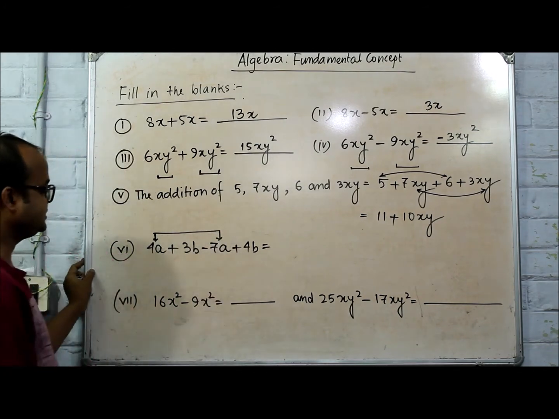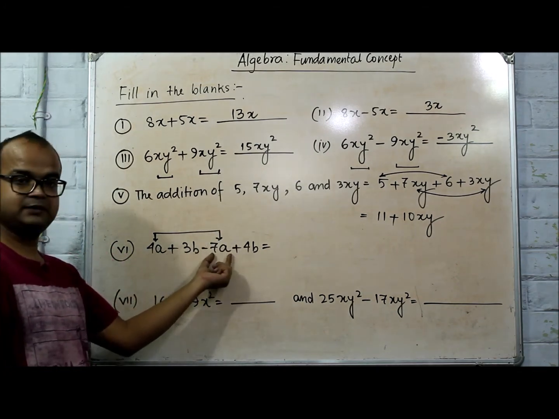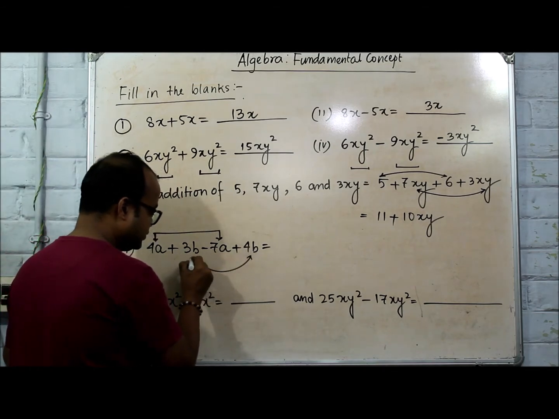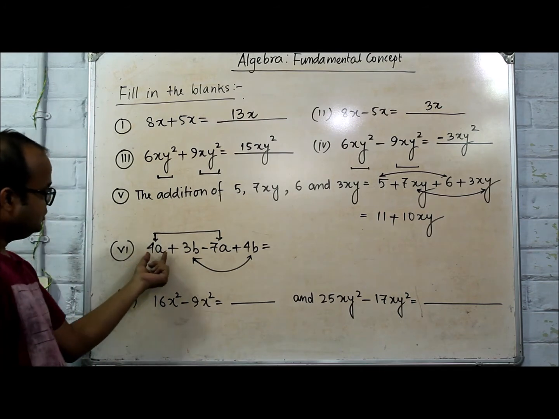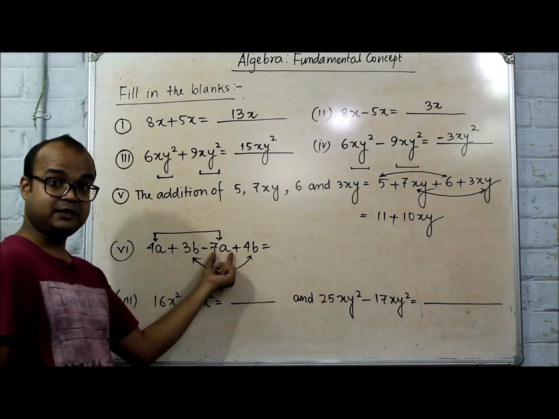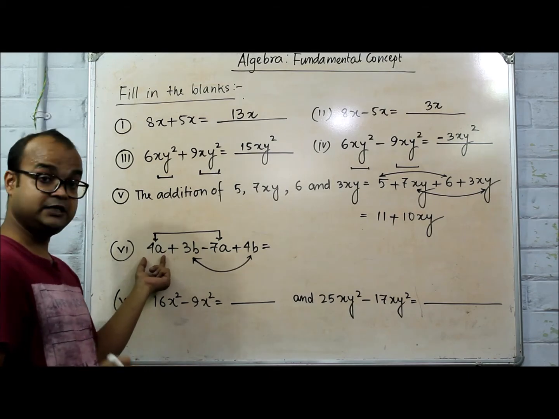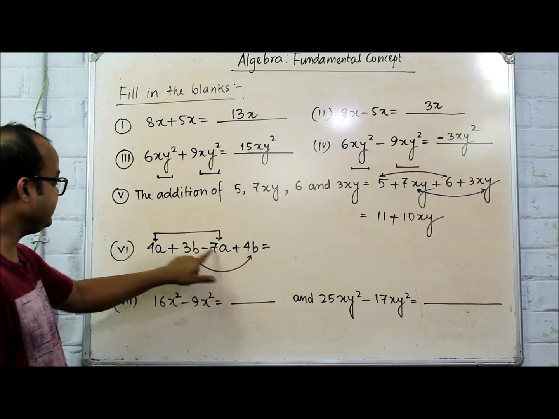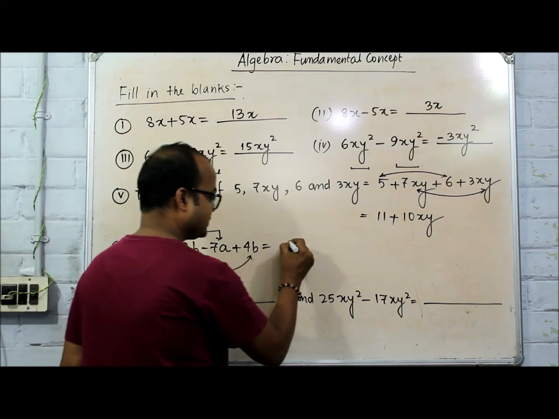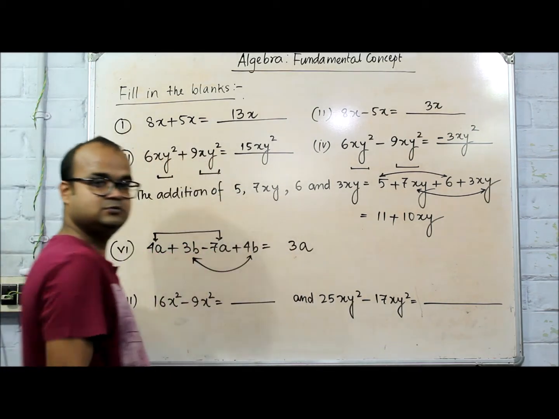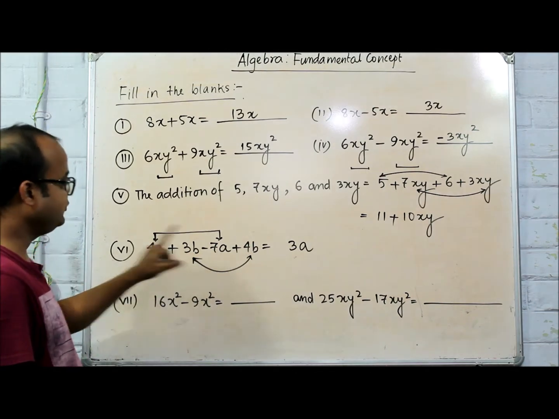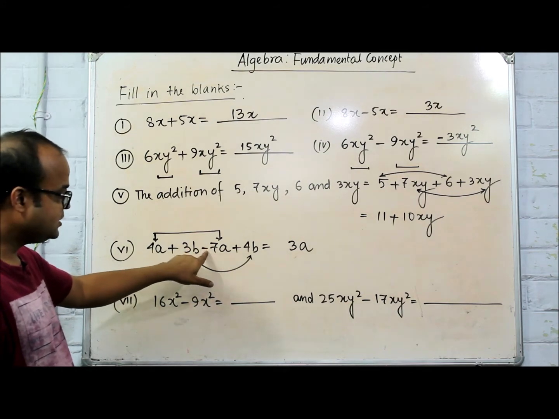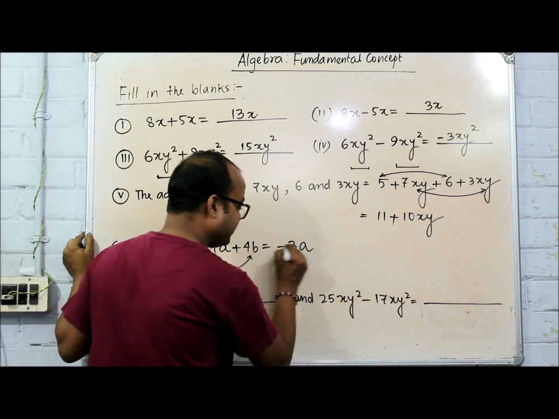See, these two are like terms. 4a minus 7a, like terms. 3b and 4b, these two are like terms. Now, 4a minus 7a. Opposite sign. 4a sign is positive, 7a sign is negative. Opposite sign, subtract. 7 minus 4, 3. 7a minus 4a is equal to 3a. 7 is bigger in magnitude. What sign does it have? Negative. So the result will be minus 3a.